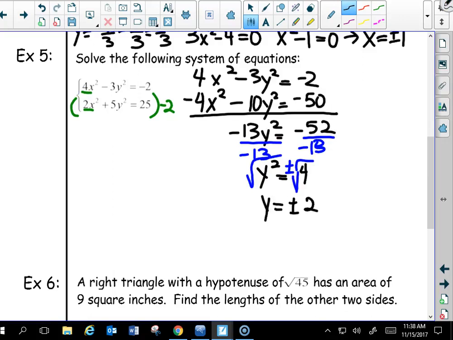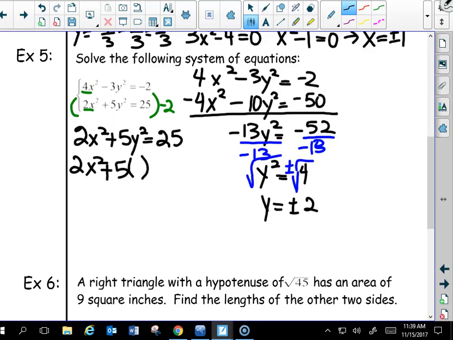All right, now I've got to go calculate my two x's. It looks like that second equation is slightly less complicated because it has all positives. So 2x squared plus 5y squared equals 25. I'm going to put in a +2 because after I square it, I'm going to get the same result as with a -2. 2x squared plus 5 times 4.